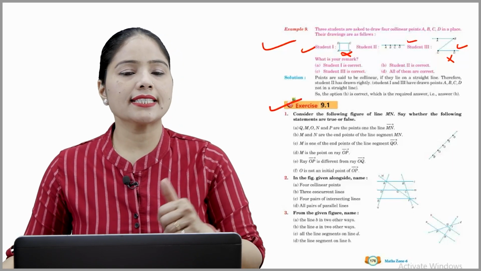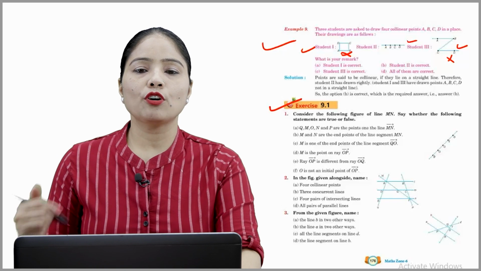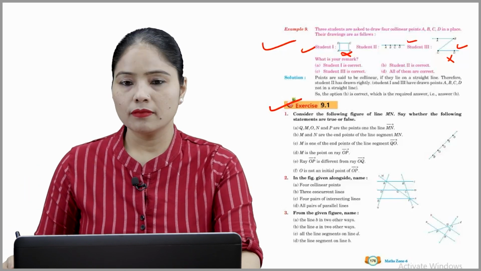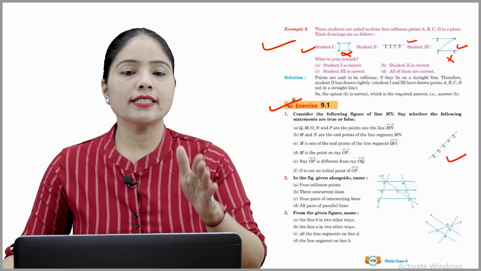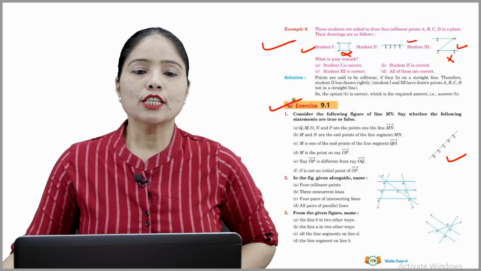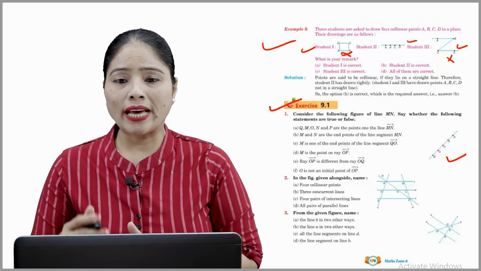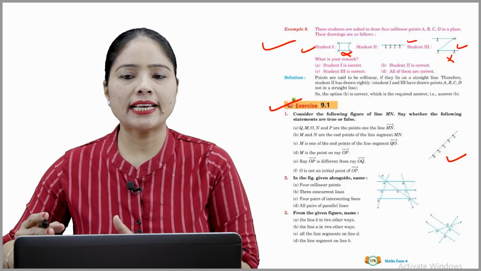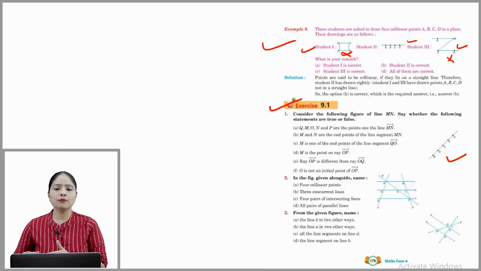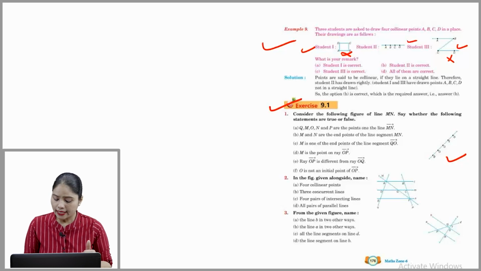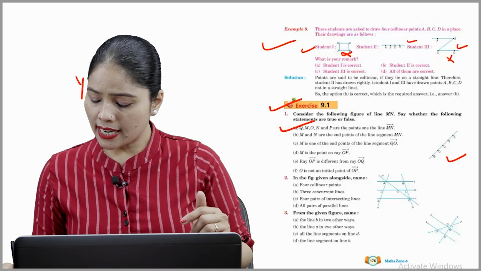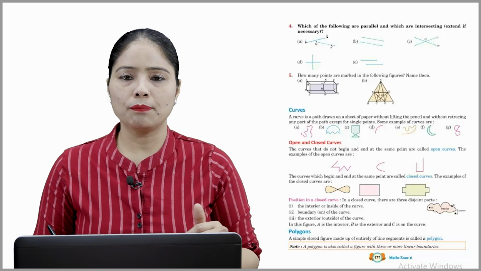So now move on to exercise 9.1. Consider the following figure of line MN. Say whether the following statements are true or false. First one is: Q, M, O and P are the points on the line MN. MN पे क्या हमारे ये points आ रहे हैं? Q आ रहा है, yes. M, yes. O आ रहा है, yes. और N हमारा इसमें आ रहा है और P भी आ रहा है. So that is why our answer is yes. तो हम कहेंगे ये हमारा yes है बेटा. So similarly these are the other options and questions. You have to complete it on your own, beta.